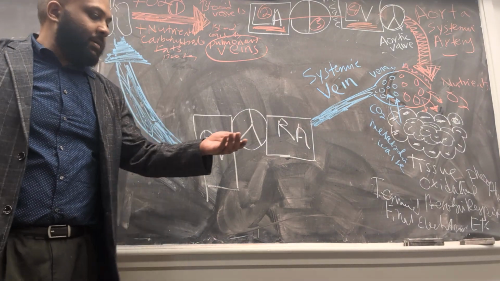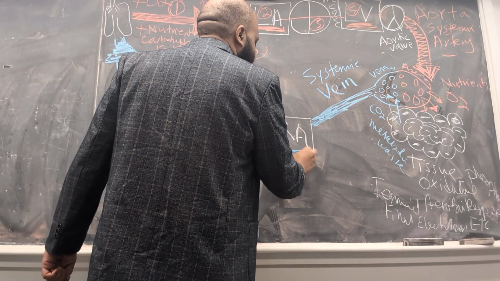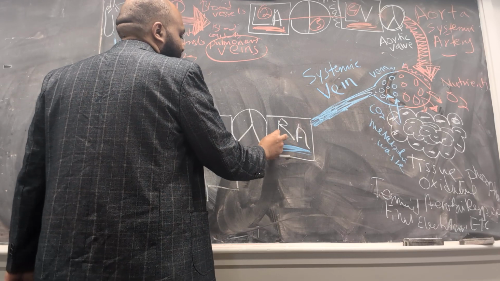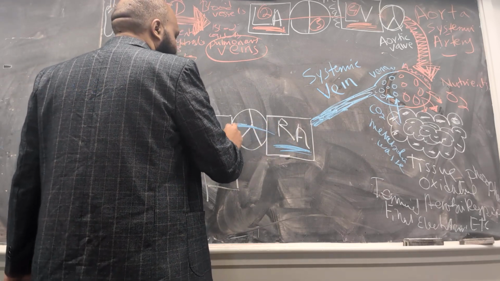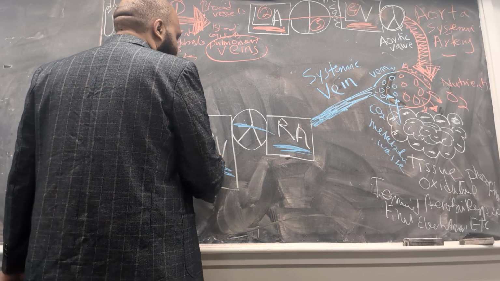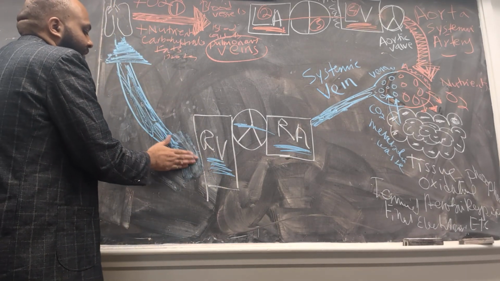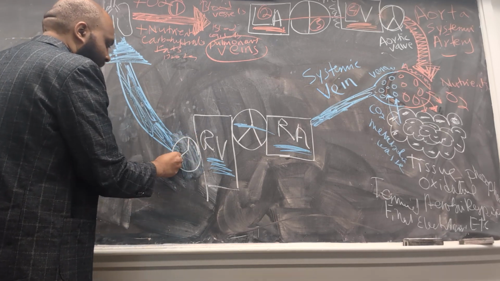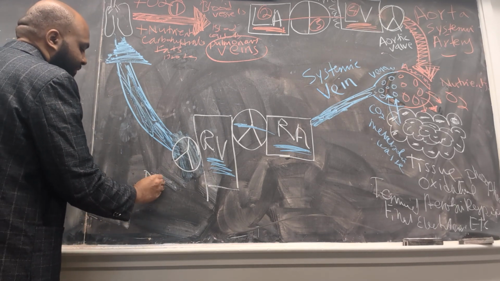Then the systemic vein is going to bring deoxygenated blood into the right atria. Right atria is going to send deoxygenated blood through the tricuspid valve. Then the blood is going to flow to the right ventricle. Then between the right ventricle and this vessel is another valve here, and this valve is known as the pulmonary valve.